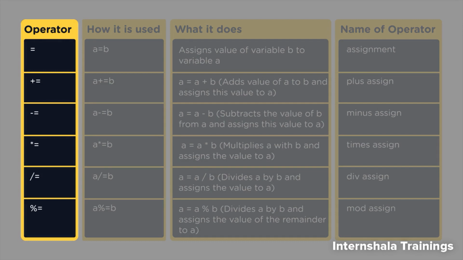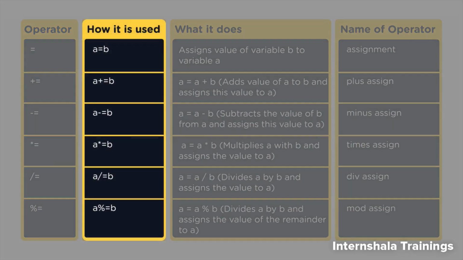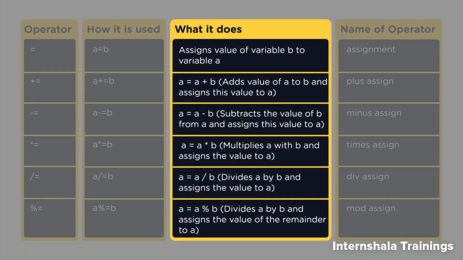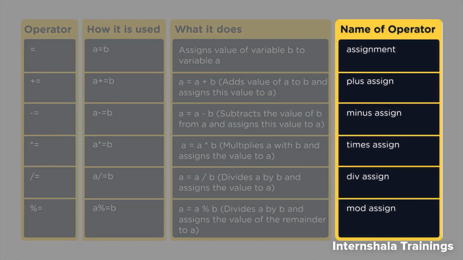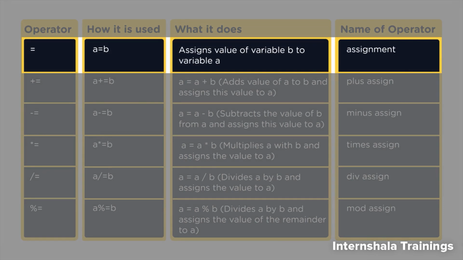This here is a list of the assignment operators. In this column, you can see how the operator is used. This column here shows the meaning of each operator, and seeing this you will understand what the operator does. This last column here shows the name of the operators. So, this assignment operator assigns the value on the right-hand side to the variable on the left-hand side.